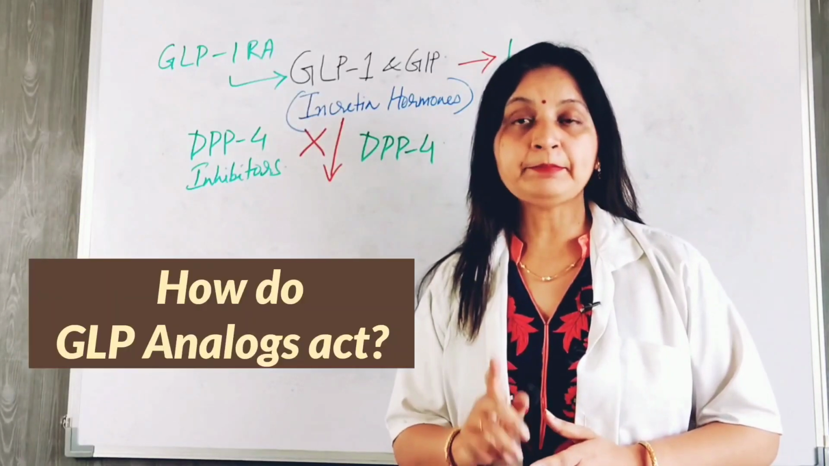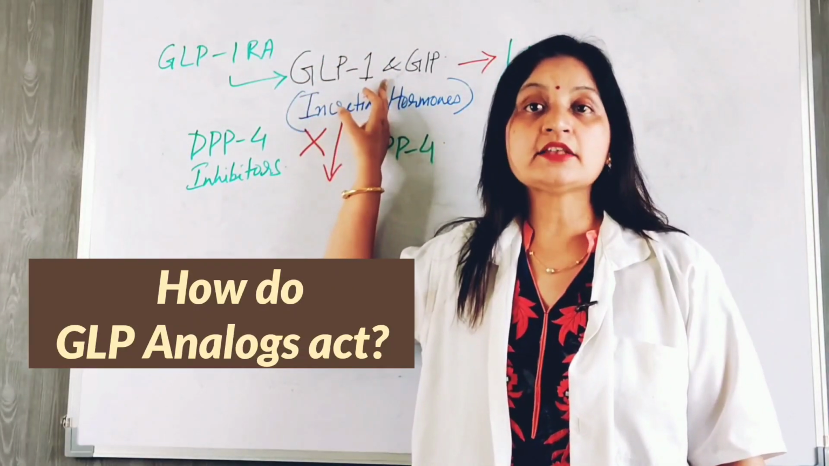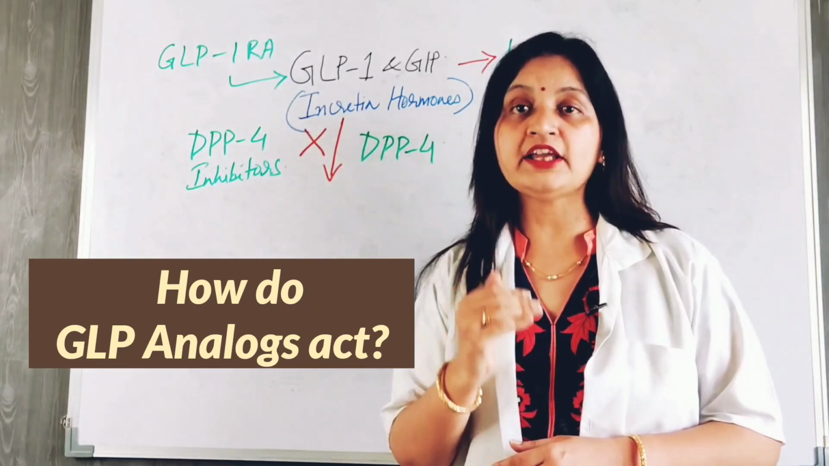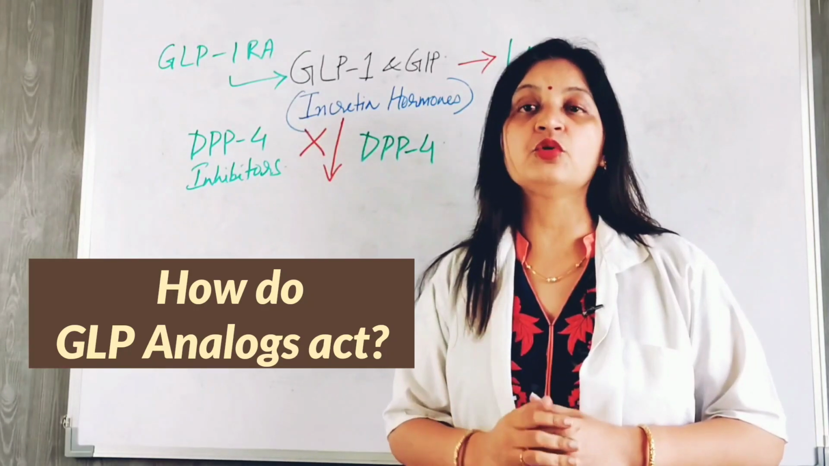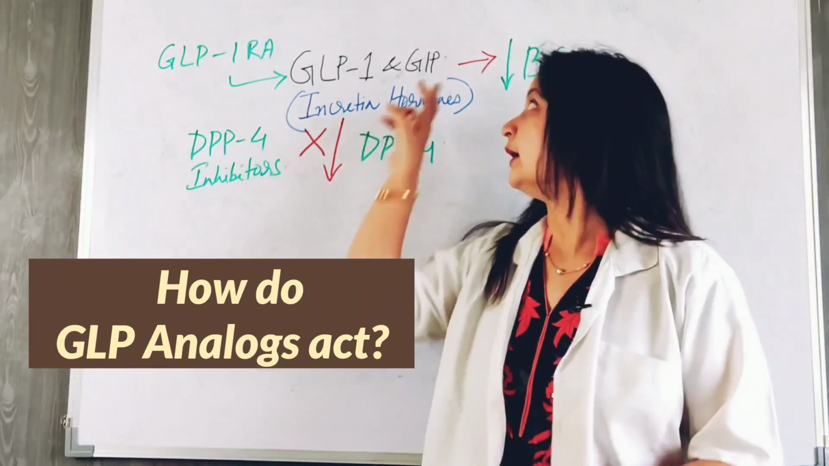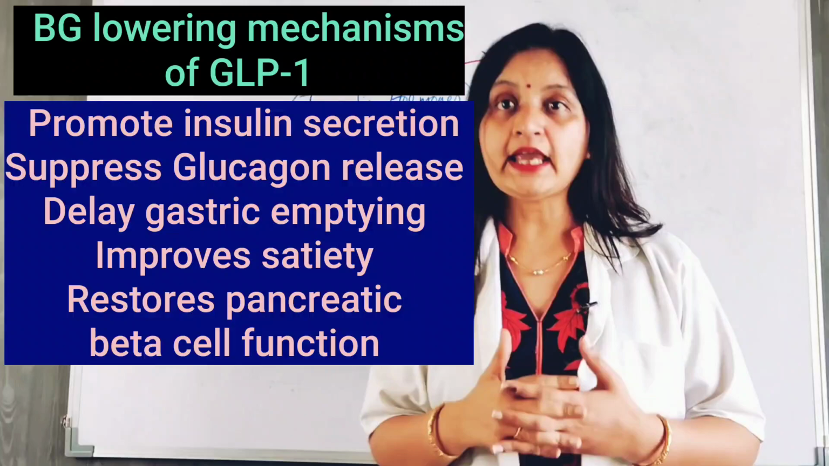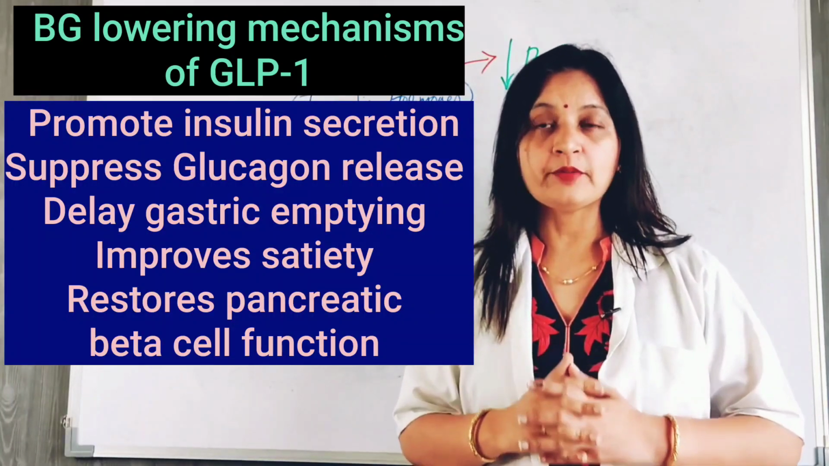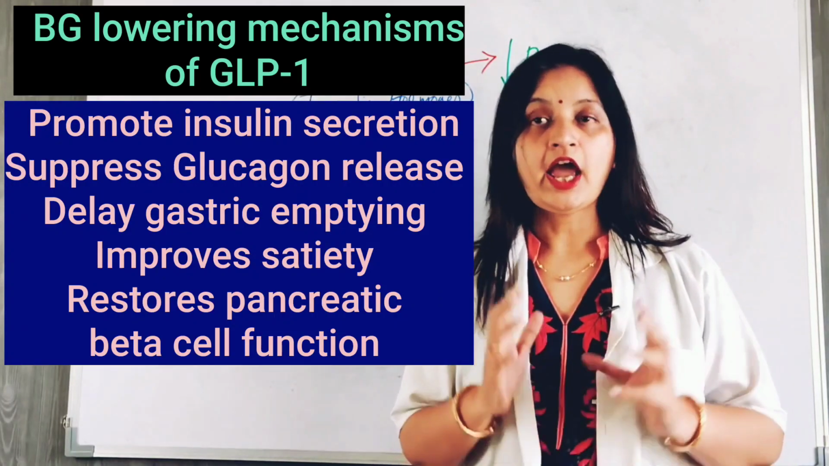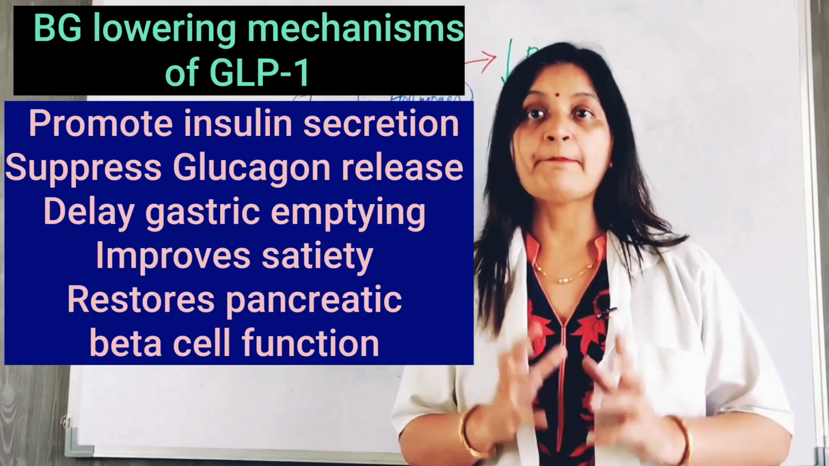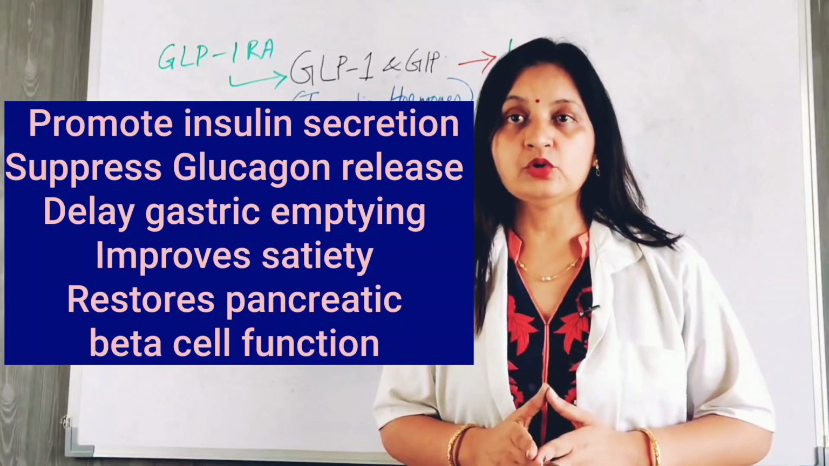The glucagon-like peptide 1 and gastric inhibitory polypeptide are incretin hormones, and they are secreted from the gastrointestinal tract after ingestion of food or oral glucose. So these are known as incretin hormones and the effect is known as the incretin effect. They lower the postprandial blood glucose level through 5 important mechanisms: by promoting insulin secretion, by suppressing glucagon production, by slowing the gastric emptying, by increasing the satiety, and these drugs are also known to restore the pancreatic beta cells. So through these mechanisms, they help in lowering the postprandial blood glucose level.